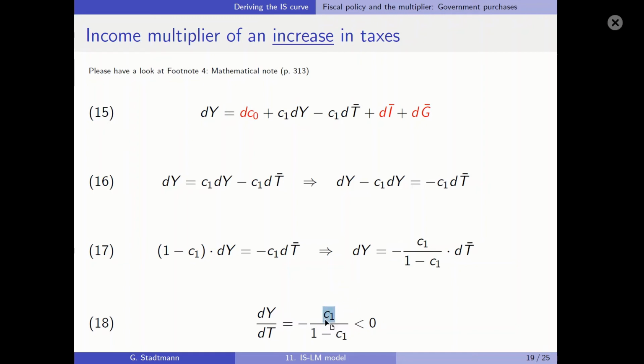The numerator is positive, the denominator is positive, but we have a negative sign in front of this fraction, so that the whole expression is negative. This negative sign has to be interpreted in the following way. When the government increases taxes, then income decreases. There is a negative relationship between these two macroeconomic variables. When the government increases taxes, then GDP decreases.